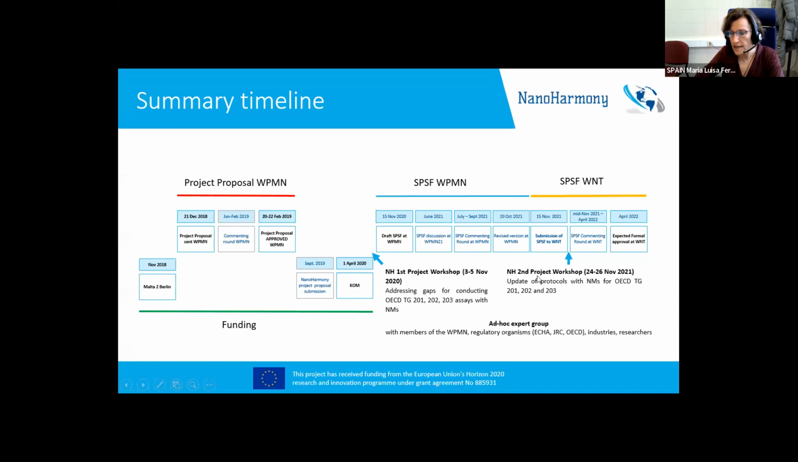We also had a second project workshop with our expert group just after this submission, to update them on the protocols we were already developing with the project. It also served us to answer in the commenting round at the WNT. And now we are expecting the meeting in April 2022.